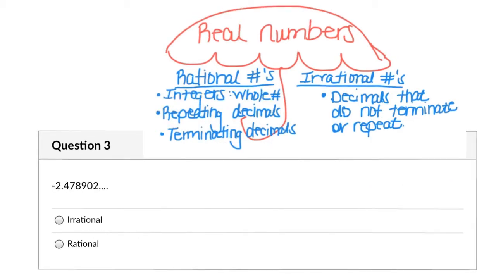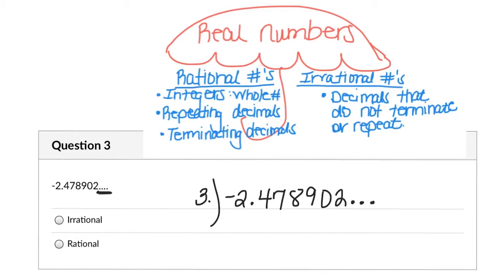Here is question 3. So again, you're going to number your problem, number 3. You are going to write the problem, negative 2.478902... Now those dots mean that this goes on. So I'm going to go ahead and eliminate integers. It is not an integer. It is not repeating because it has different digits. And it is not terminating because it does not stop. Those dots tell me it does not stop. So this one is irrational.